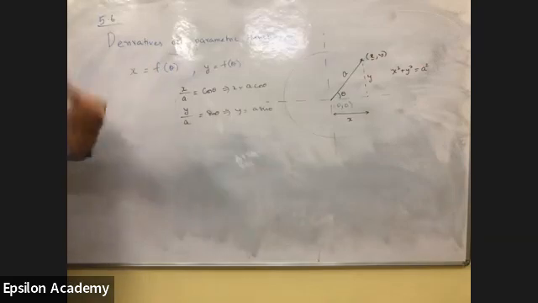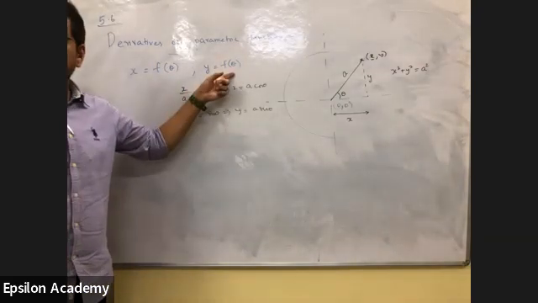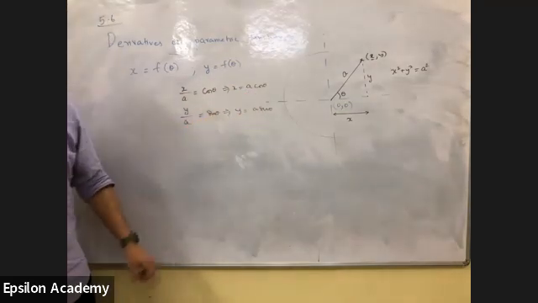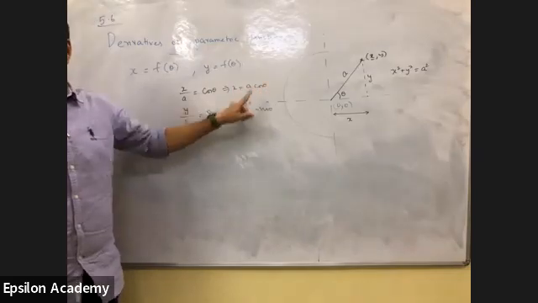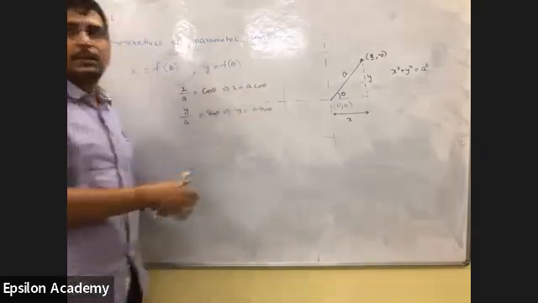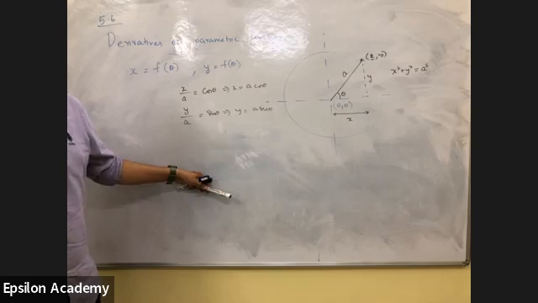The same x comma y, instead of writing it as x and y separately, you try to write it in terms of radius and angle. So x is a function of theta, y is also a function of theta. Then this is called the parametric equation of a circle with the center as origin. Are you able to understand what I'm trying to say?